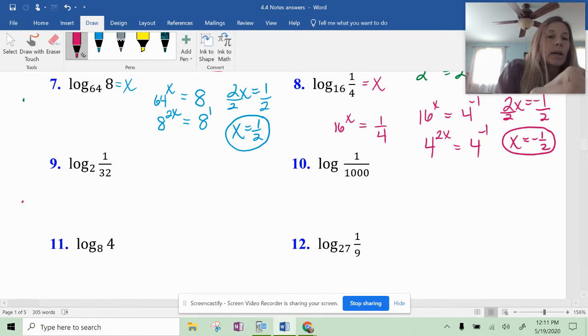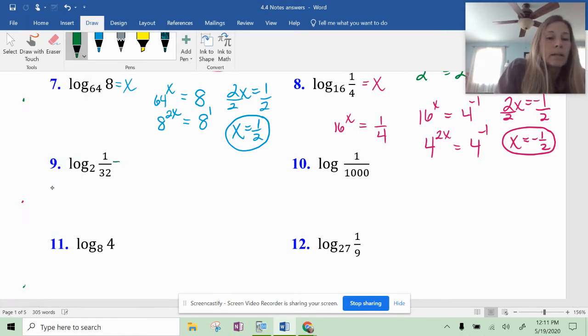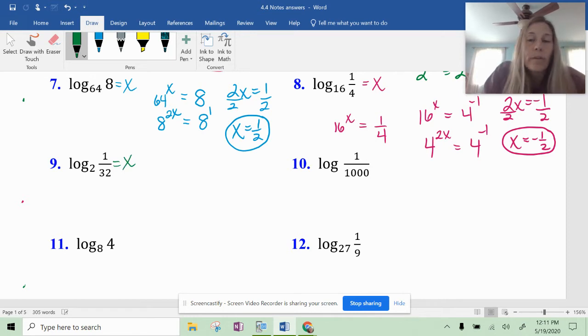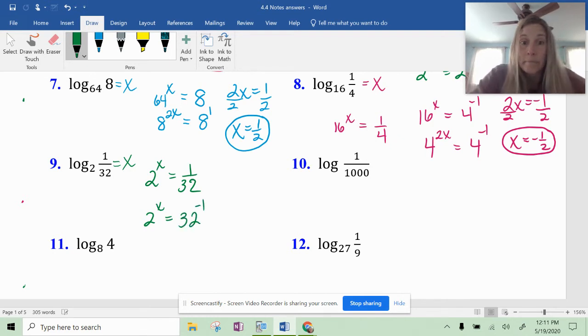All right, number 9. So again, log base 2 of x equals 1 over 32. So I'm going to take my 2 and raise it to x, and that's going to equal 1 over 32. Now, immediately when I see a fraction, the first thing I'm going to do is flip this and make it 32, and I'm going to raise it to a negative.